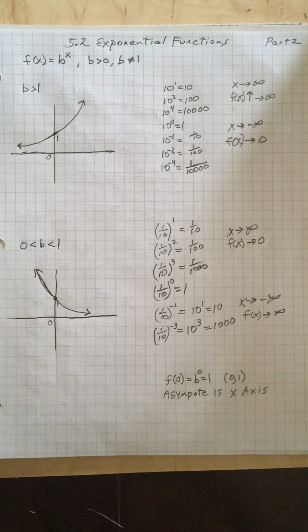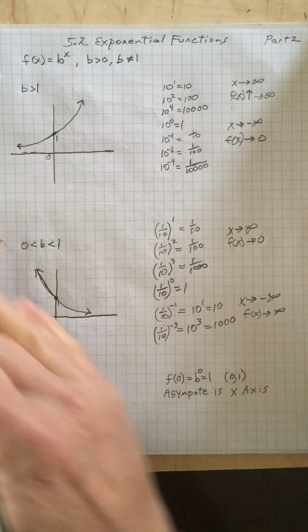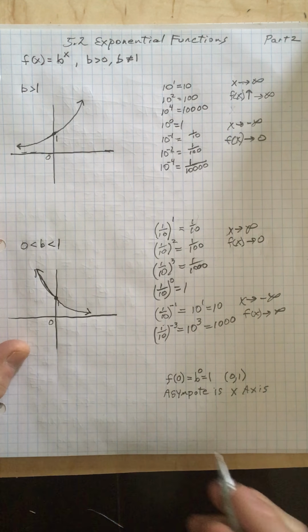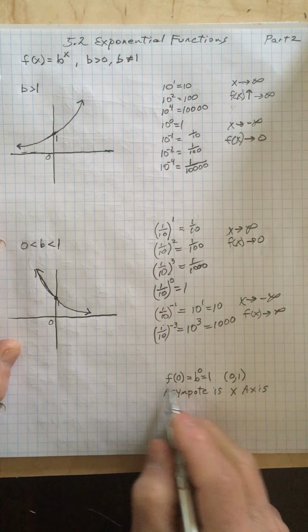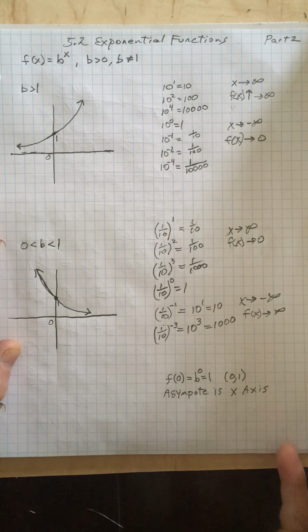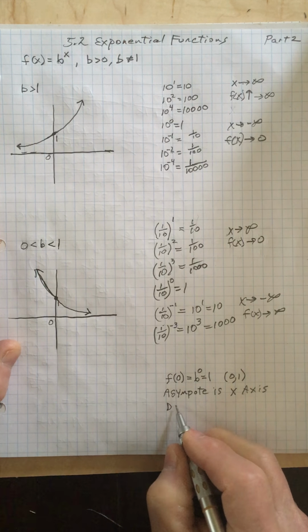So there's your exponential function graphs. Again, it's the same function, but there's a difference in the direction. So these apply to all exponential functions. Something else that applies to all of them, look at the domain.